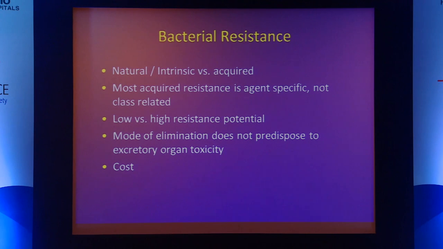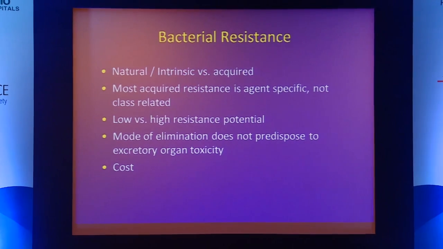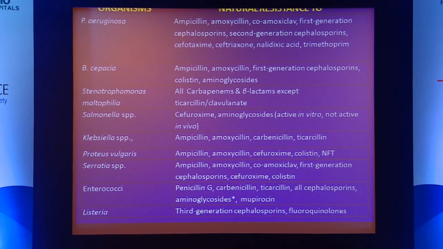Mode of elimination does not predict excretory organ toxicity. For example, normally when we say it is excreted through the kidney, we tend to believe it may be nephrotoxic, not necessarily. Nafcillin, an antibiotic which is not currently available, is actually excreted through the liver, but it can have nephrotoxicity... whereas oxacillin, which is the other way around, can cause interstitial nephritis. This is an example of some organisms.